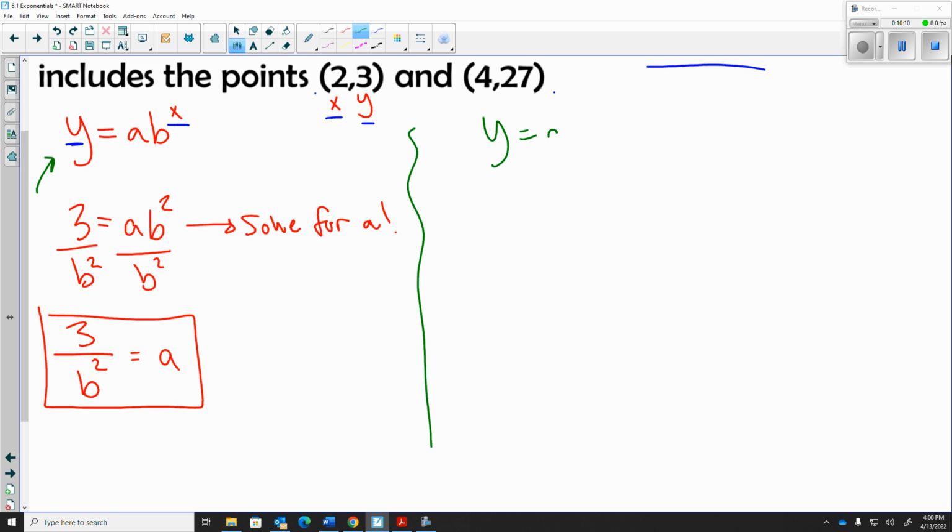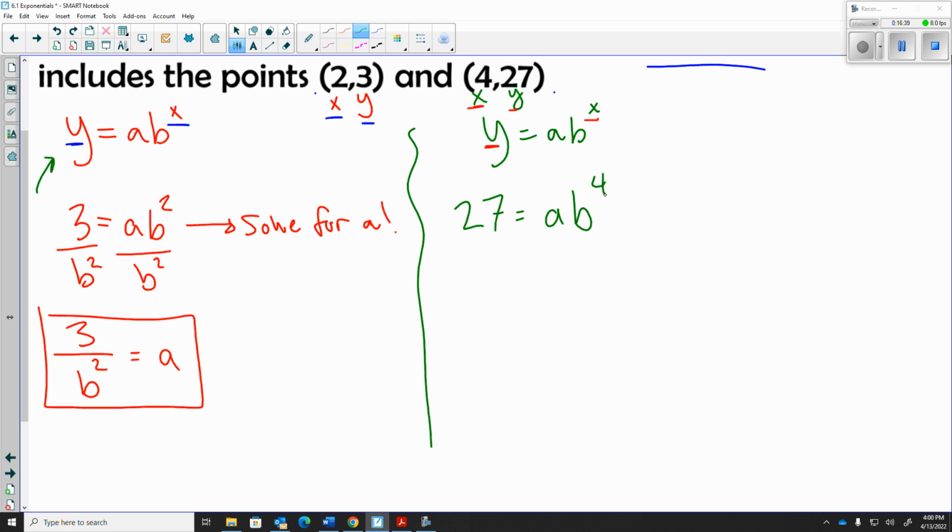I'm going to repeat that process, but maybe you can guess what I'm going to say. I'm going to do it with the other point, the one that I didn't choose initially. I'm going to take those x and y values and plug those in for x and y. So I'm going to have 27 equals a times b to the 4th power. I'm just replacing x and y with those coordinates.